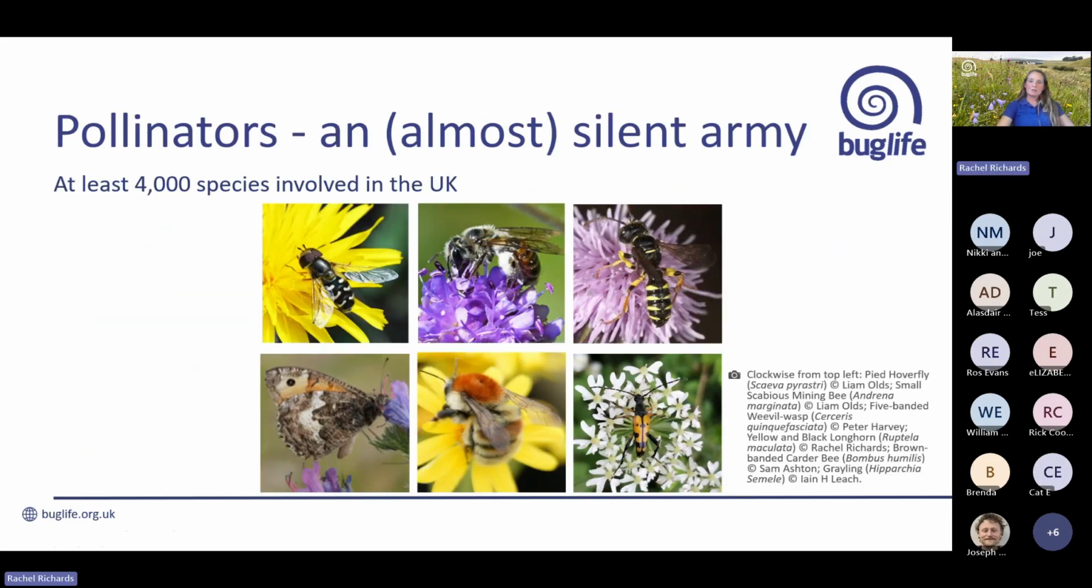So our pollinators to start with, we reckon we have at least 4,000 species in the UK. And those images just represent the main pollinating groups. So you've got a hoverfly there, top left, but all flies do carry out some pollination. They're not collecting and carrying pollen like a bee would be, so they're perhaps not transferring as much per individual fly.